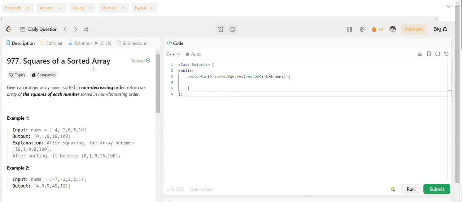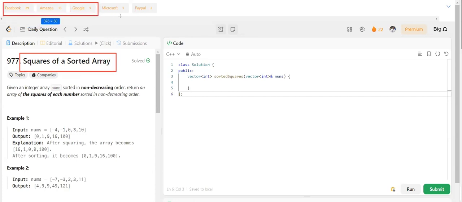Hey everyone, welcome back to the channel with today's LeetCode DCC problem, squares of a sorted array. This question has been asked in previous interviews of Facebook, Amazon, Google, Microsoft and PayPal. Let's look at the problem statement.